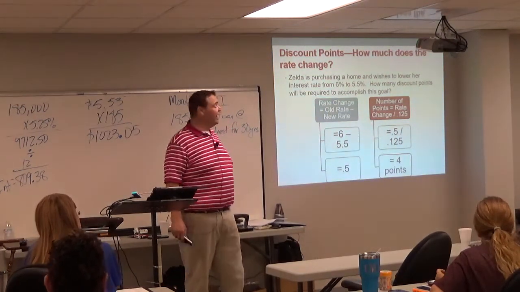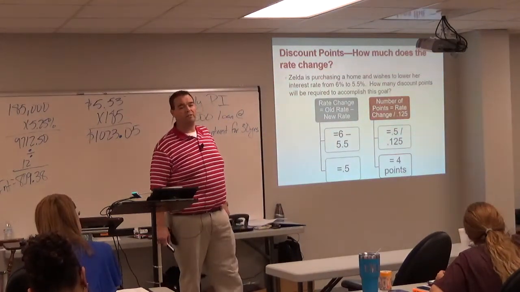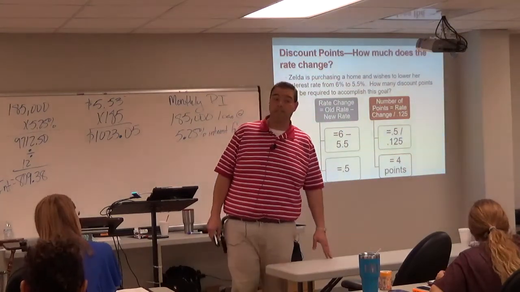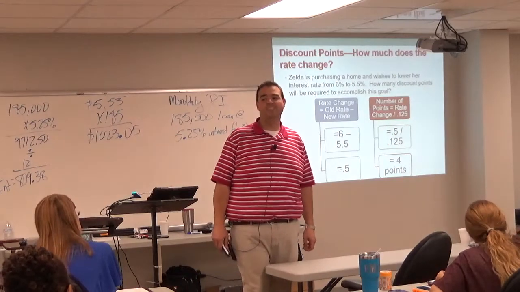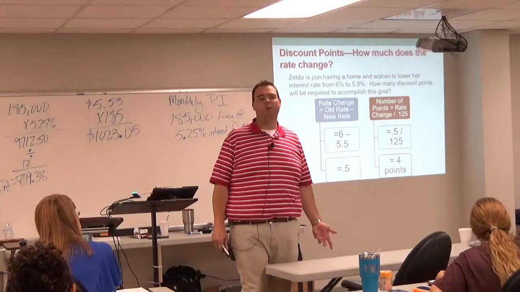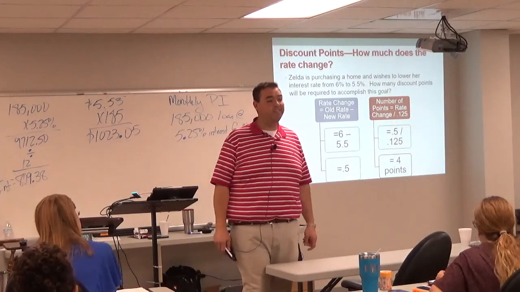0.125. So divide that, 0.5 divided by 0.125, and that will tell you how many points she needs to lower that interest rate by that 0.5%. She needs what? 4. So how many points do you think it would take to lower the whole interest rate, a whole percent? 8 points.